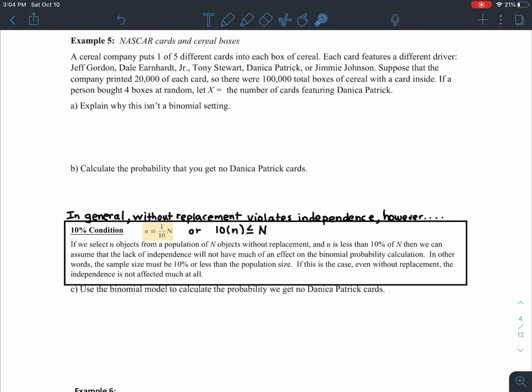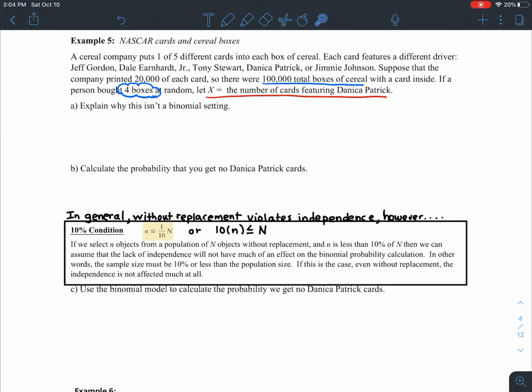Suppose that the company printed 20,000 of each card. Okay, so we're looking at there being 100,000 total boxes of cereal that have 1 card inside. If a person bought just 4 boxes at random, we're going to let X, our random variable, be the number of cards that would feature the driver Danica Patrick. The first question, A, says, explain why this is actually not a binomial setting.